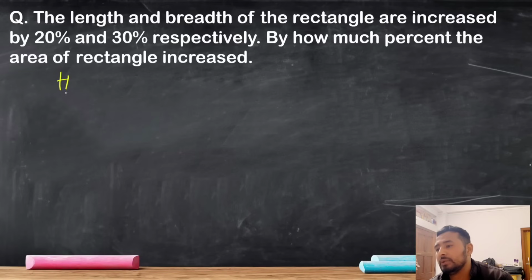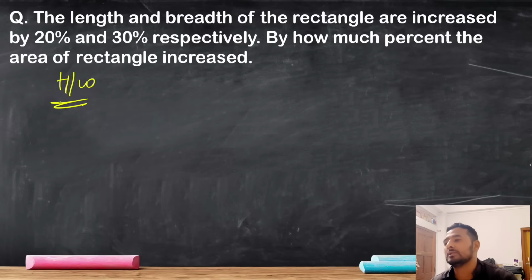So this will be your homework. Okay, this will be homework. Do it and comment the answer in the comment section. It says the length and the breadth of the rectangle are increased by 20% and 30%. So both are increased. So you should do plus x, also plus y, and get the answer.